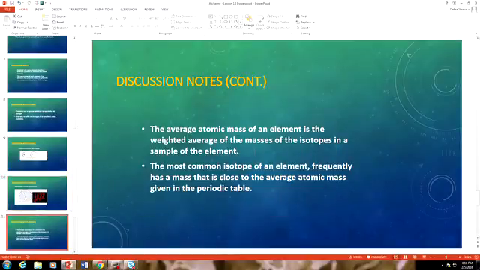The average atomic mass of an element is a weighted average of the masses of the isotopes in a sample of the element. So if you remember looking at the worksheet we did, and I set that equation up for you at the bottom, that's how you calculate a weighted average. You multiply the mass times the percent abundance of it in nature. So that's something when I get back that we'll practice the math of that. And once you have the equation and you set things up in the correct way, it's pretty easy. The most common isotope of an element frequently has a mass that is close to the average atomic mass given in the periodic table.